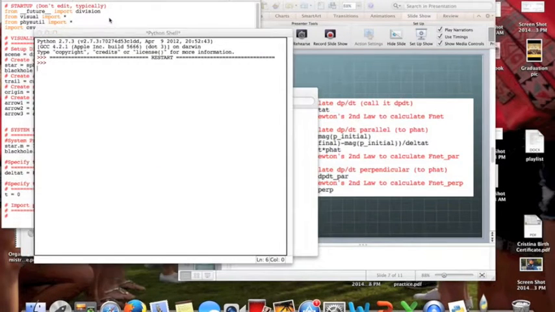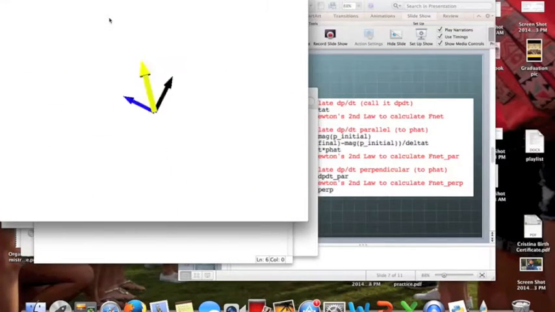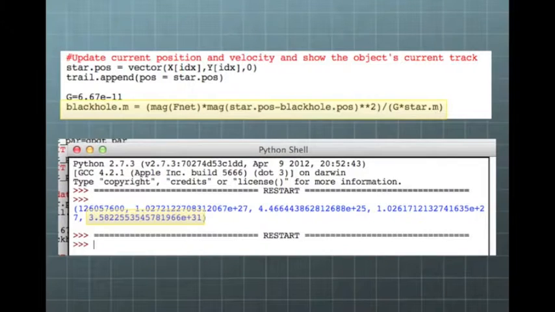When we run the code, it looks like this. The blue arrow is the perpendicular component of the force, the black arrow is the parallel, and the yellow is the net force. Using the line of code blackhole.m equals mag F-net times mag star.pos minus blackhole.pos squared over G times star.m, the mass of the black hole was found.